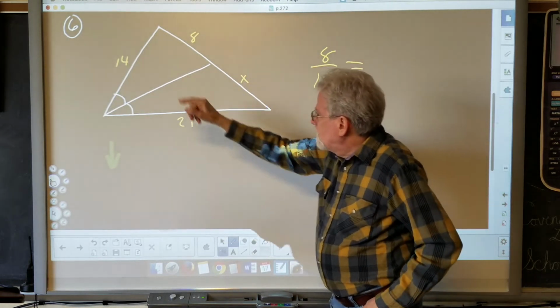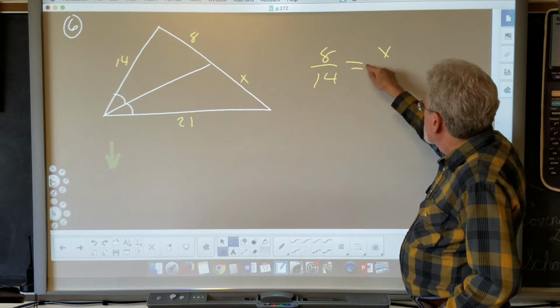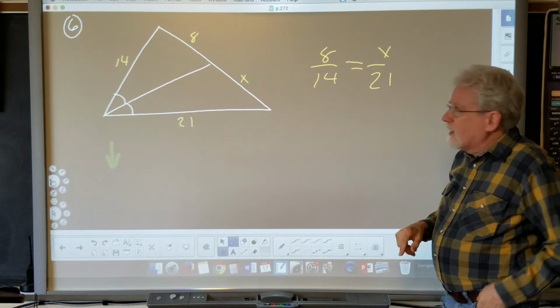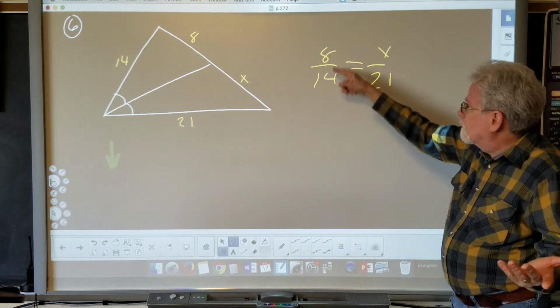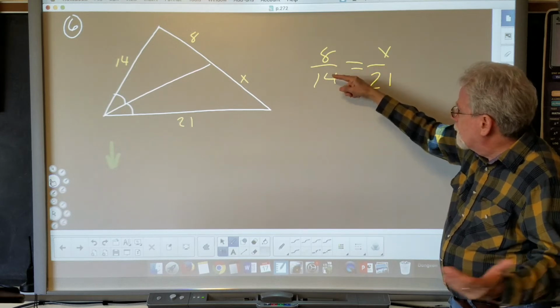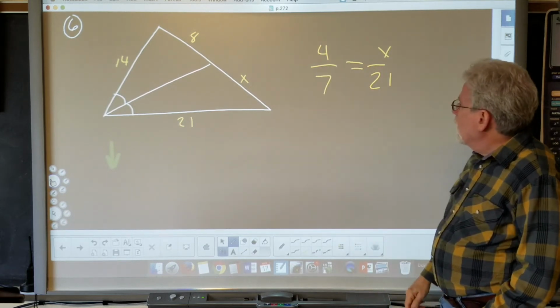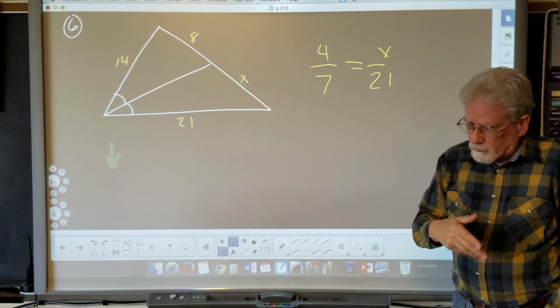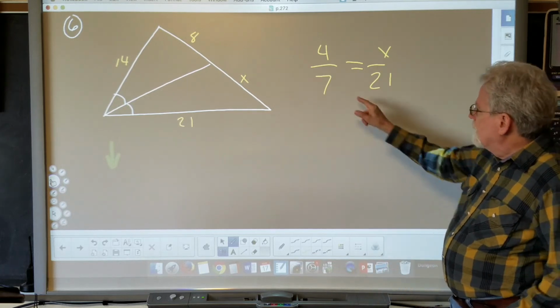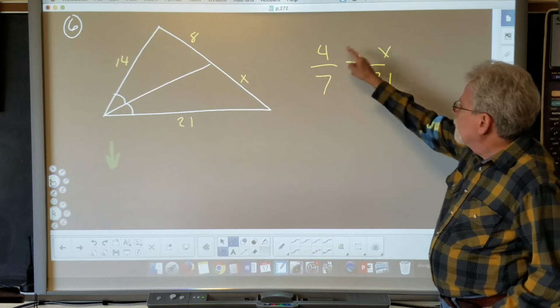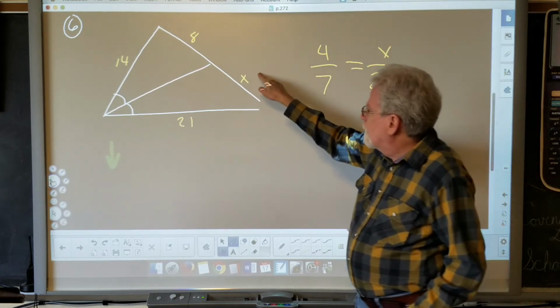It's 8 over 14 equals x over 21. And now again, be nice to yourself. Reduce the fraction. That cuts down to 4/7. Let's just do it this way. 4/7. Look at this. 3rd grade or 4th grade, whichever grade you learned this in. Method again. 7 times 3, so it's 4 times 3. X is 12.